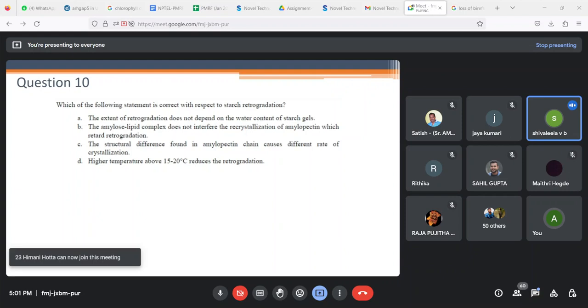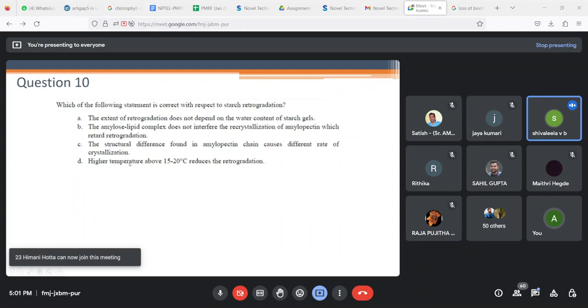So when you have so many differences in the amylopectin chains, that will also cause a difference in the rate of crystallization. Had it been very homogeneous, it would not affect the rate of crystallization. But since amylopectin is a branched chain, the extent of branching will drastically affect the rate of crystallization. So option C is true.